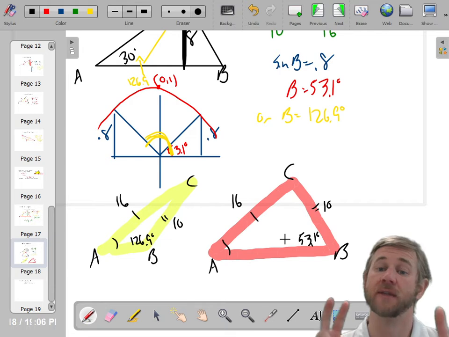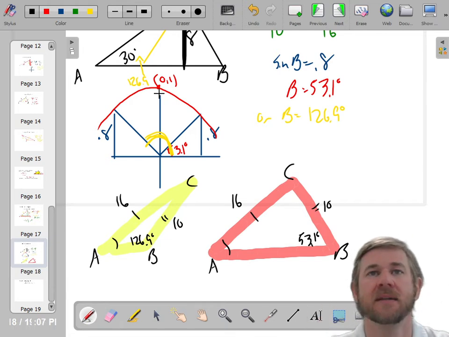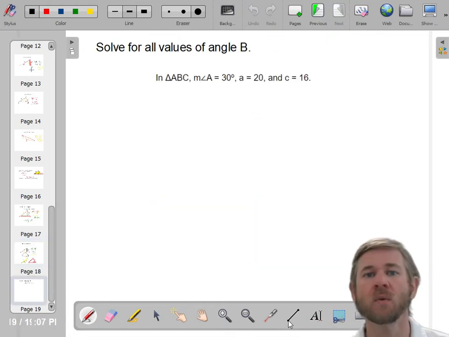Okay? So that's your two triangle case. That's your ambiguous case. Last thing, we draw this picture.